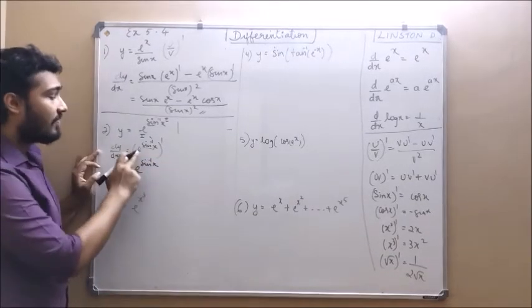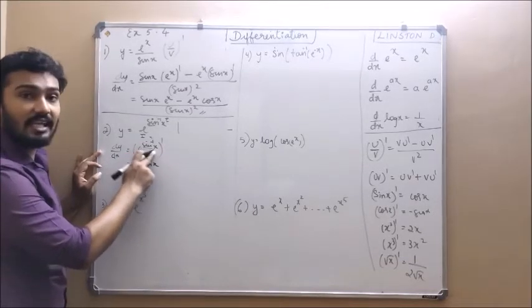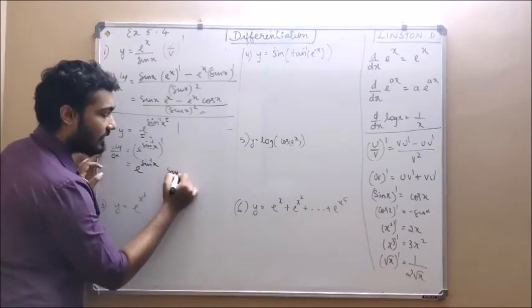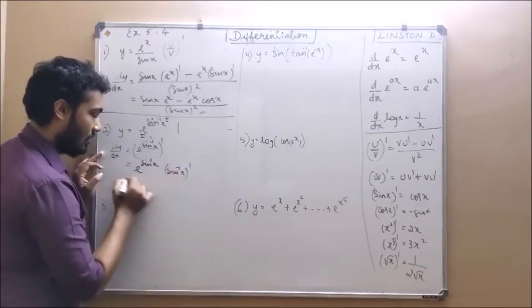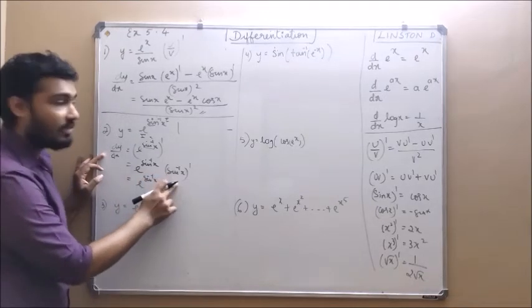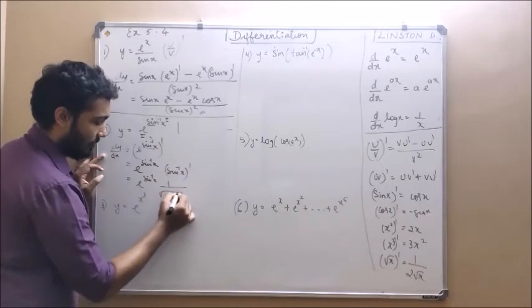What we have done? We have differentiated the exponential function e power x. Instead of x there is sin inverse x, so it is e power sin inverse x. Next what we have to do? We have to differentiate sin inverse x. It is equal to e power sin inverse x. What is differentiation of sin inverse x? Differentiation of sin inverse x is 1 by root of 1 minus x square.